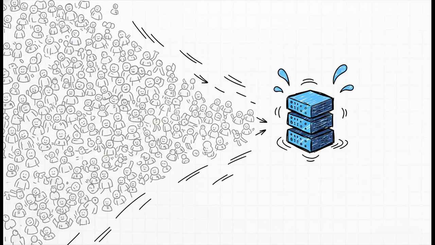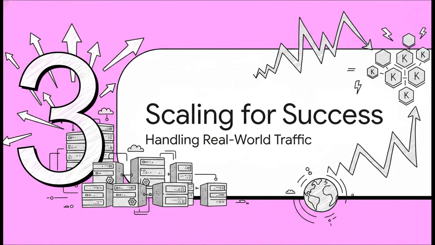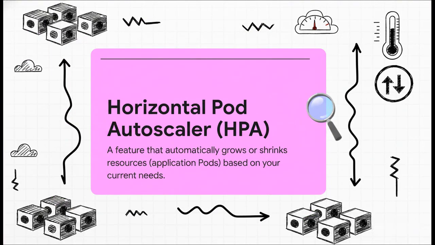What happens when your app suddenly goes viral and you get a massive flood of new users all at once? This is where Kubernetes really starts to feel like magic. We're talking about handling real-world, totally unpredictable traffic spikes by scaling automatically. And the secret sauce for this is something called the Horizontal Pod Autoscaler, or HPA. You can think of it like a smart thermostat for your app. It's constantly watching the demand and automatically adding or removing pods to keep things running just right.